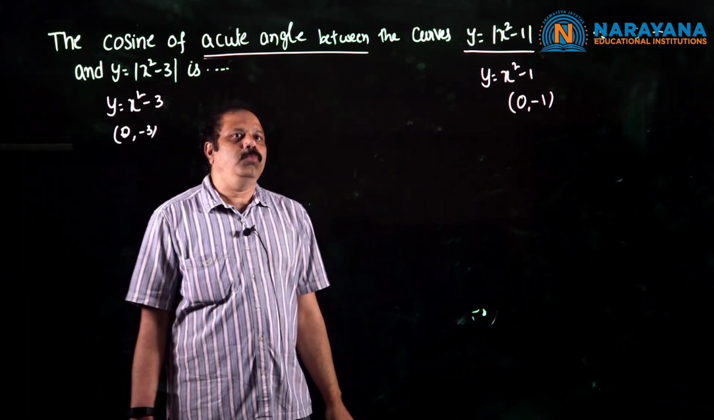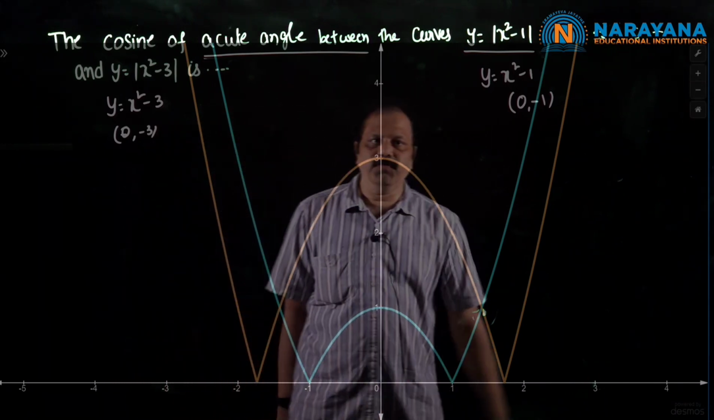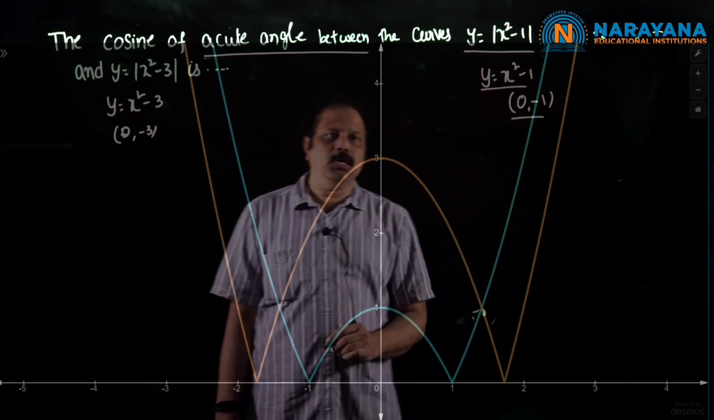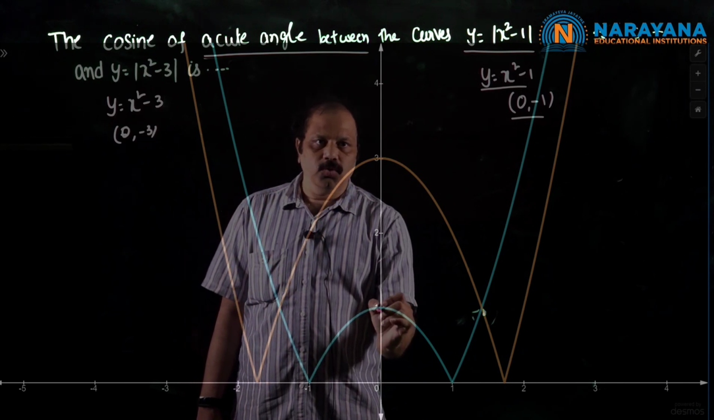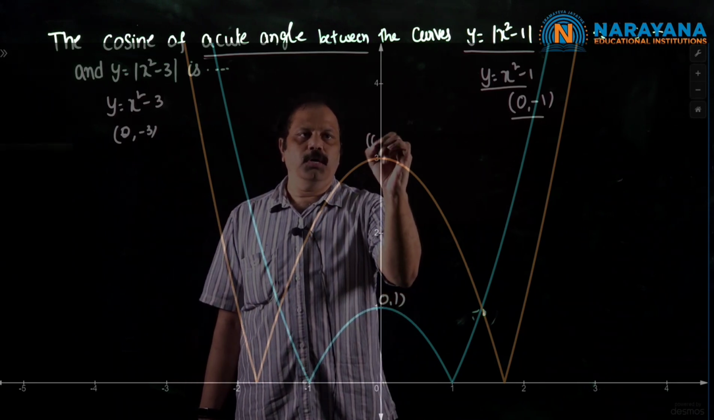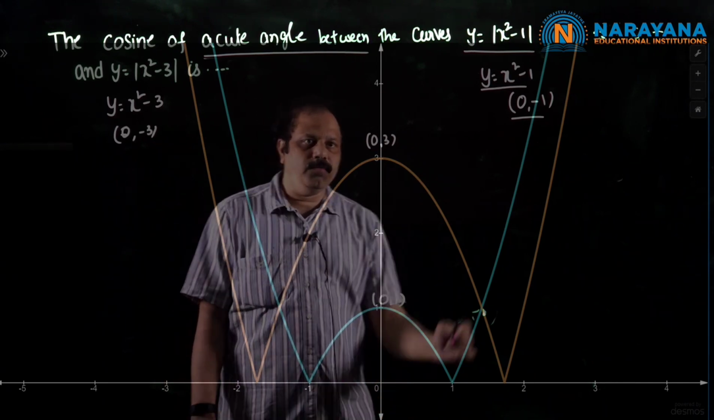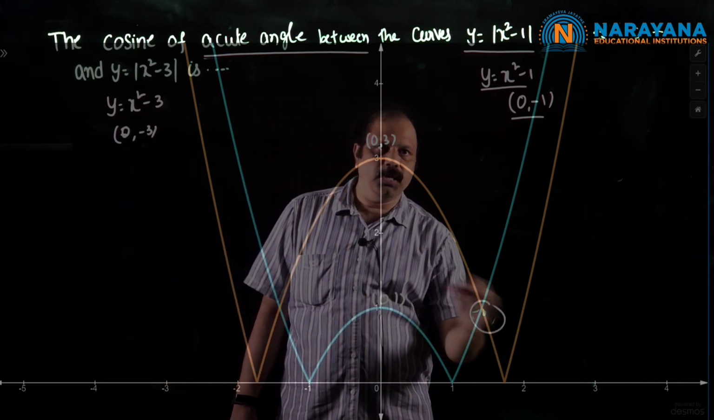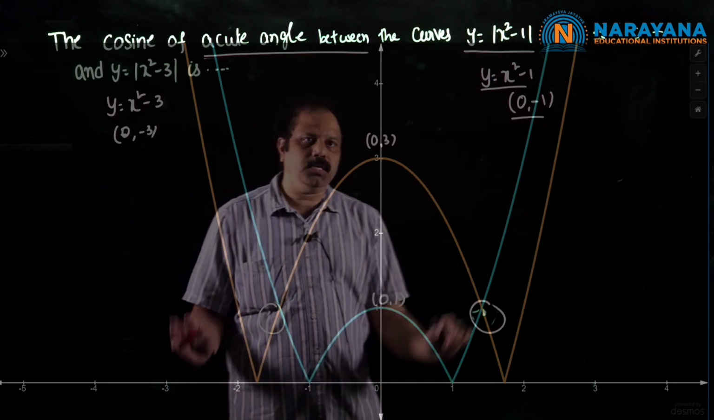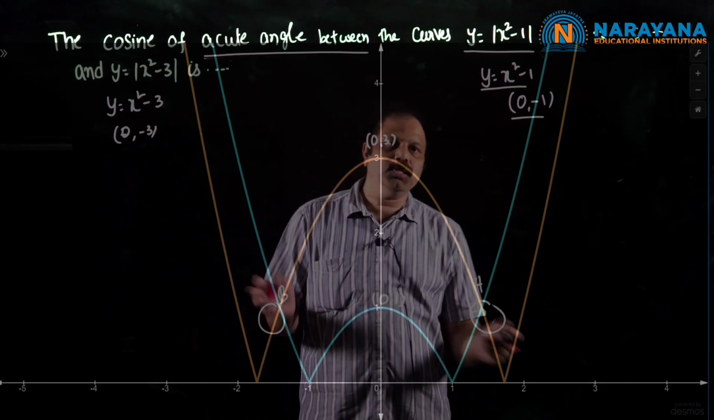y equals modulus of x squared minus 1 and y equals modulus of x squared minus 3. These are the graphs of the functions. This parabola has its vertex at (0, -1), so I take the image, and this point becomes (0, 1). Similarly, this will become (0, 3). If you observe the graph, we have 2 points of intersection, this one and the other one here. These are two symmetric curves, so it is enough to find the angle between the curves at any one of these 2 points. Both will be the same.